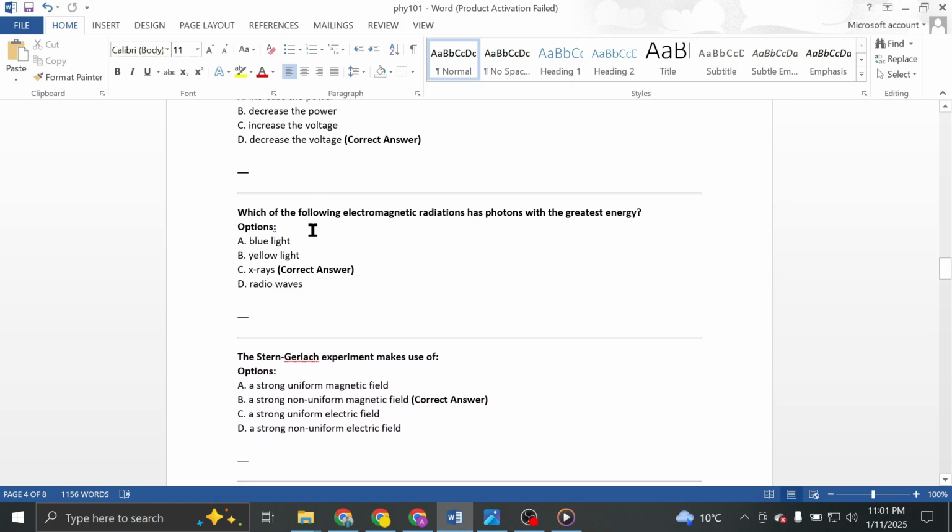Which of the following electromagnetic radiations has photons with the greatest energy? Options: A. Blue light. B. Yellow light. C. X-rays. Correct answer. D. Radio waves.